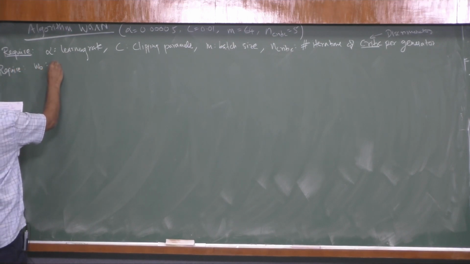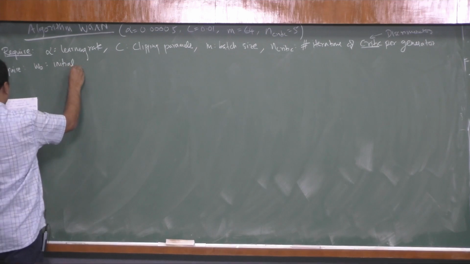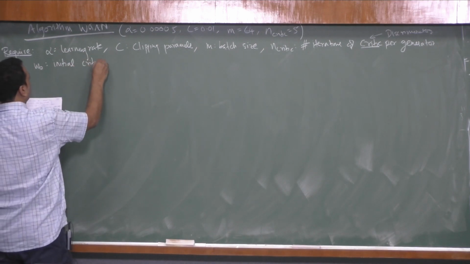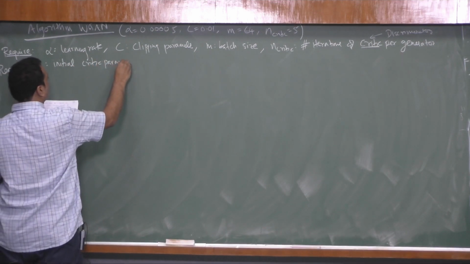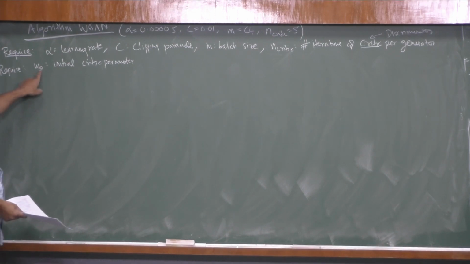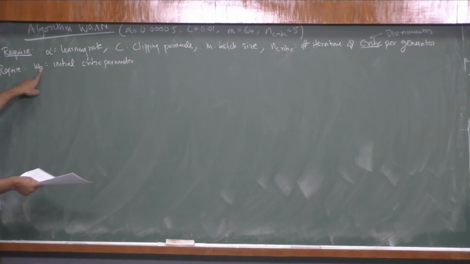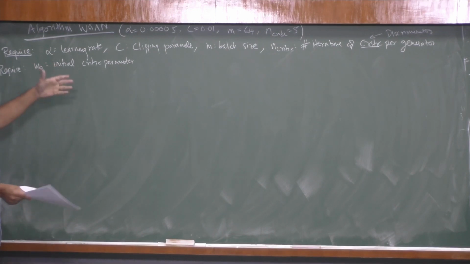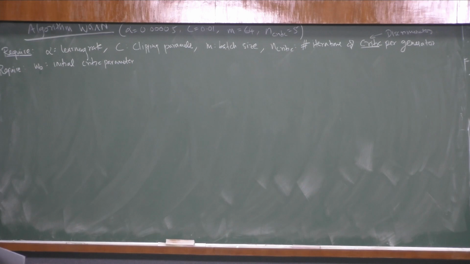What other things do we want? W naught, the initial critic parameter. For us, the critic is h_W, right? So the parameter is W here. Obviously W0 indicates the first, because it's an iterative method. So W0 will indicate your initial W that you are going to give, because usually in an iterative method you don't know where to start, right? So you will start with some W naught. It could be random, it could be 0, it depends, and then it will keep getting updated via gradient descent.